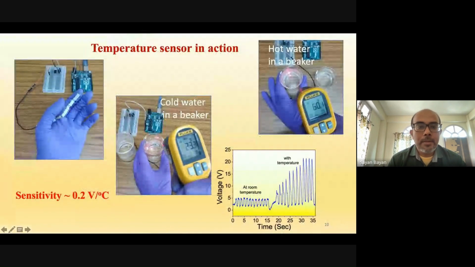Whenever this sensor is attached on a finger and we check with hot and cold beakers, one can see that while touching the cold water in a beaker, I have a voltage of around 5 volt, whereas whenever I'm touching it at a higher temperature, the voltage increases. So this shows that such a device can also work as a temperature sensor.